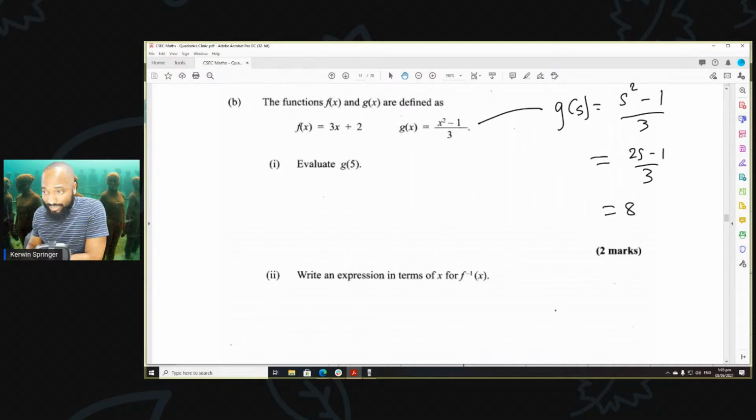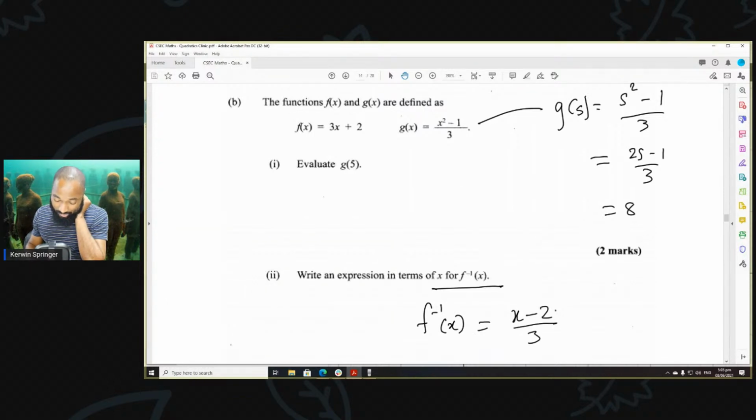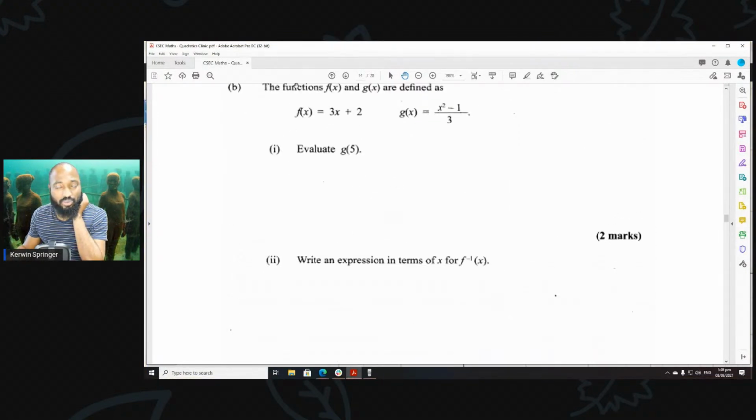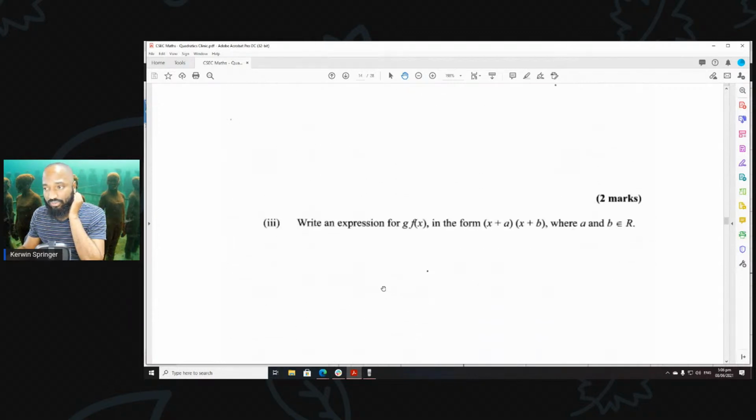Easy thing. Write an expression in terms of x for f inverse. What's the inverse of this? The last thing you do is add on 2, and before that you multiply by 3. So for the inverse, you're going to have to take back that 2 and then divide by 3. So that's the inverse. I just did it quickly there. When we come to functions, we'll spend more time and I'll go through how to do the inverse.